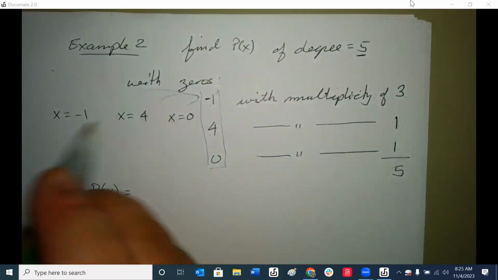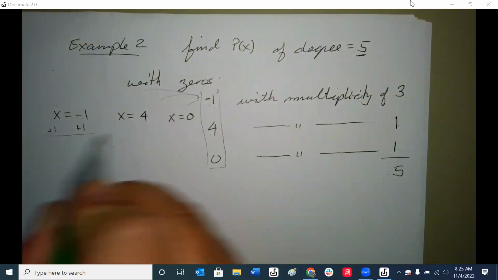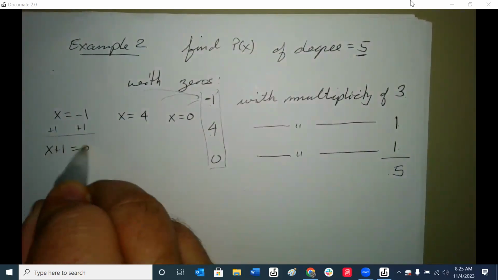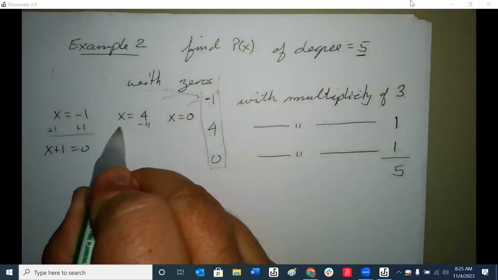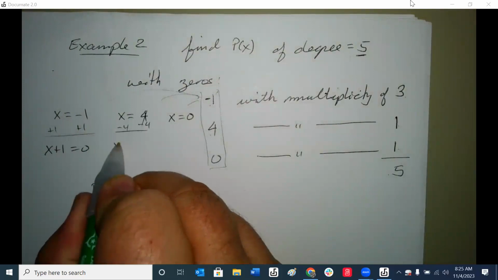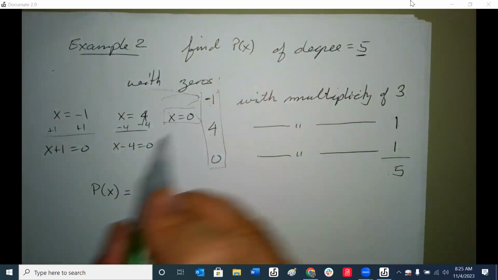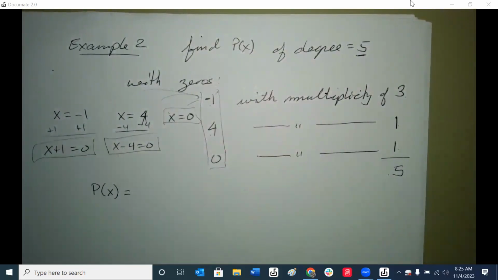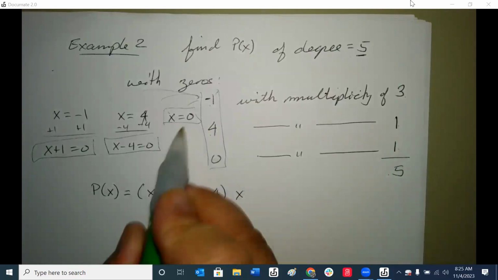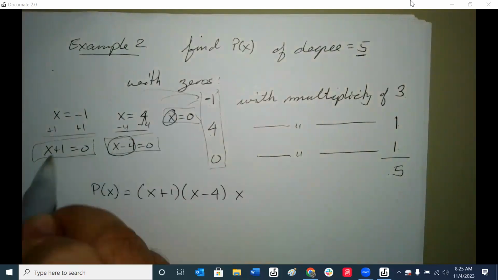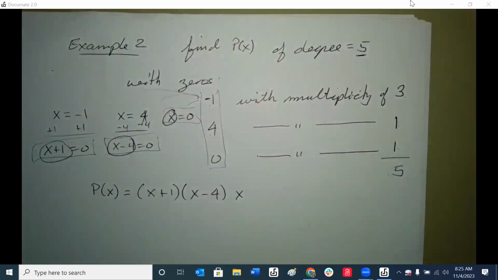Now we have to set all these equal to 0. So we add 1 here. x plus 1 equals 0. Subtract 4. And leave that one alone. So we have those 3. Now we take each one of those. Everything that equals 0, take each of these, and those are your factors.